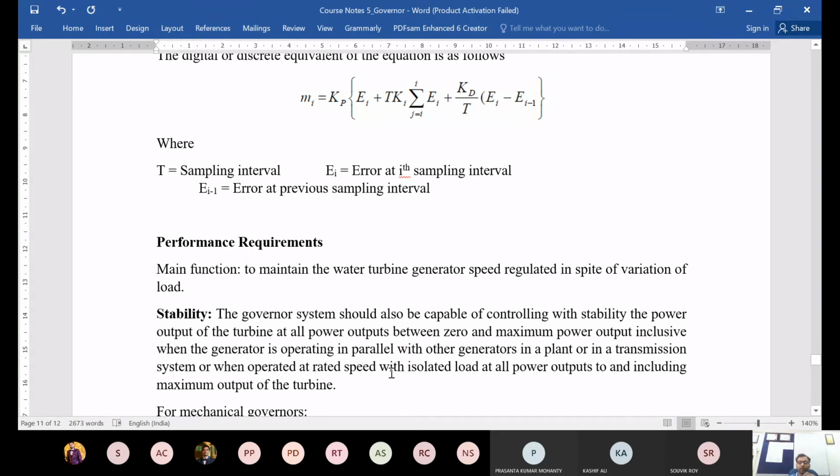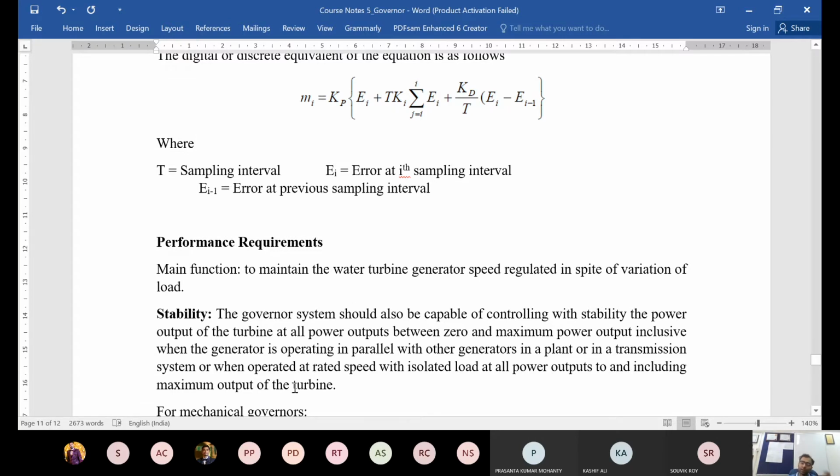And there are two conditions. One condition is when your generator is operating in parallel with other generators in a plant or in a transmission system. In a plant there are usually 3-4 units, all operating in parallel, or all these generators are part of a larger power system connected to the transmission network, and they are sharing the load amongst themselves.